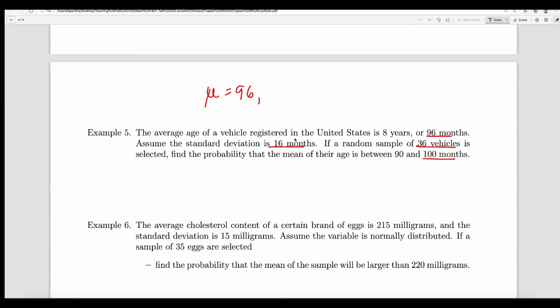What is the standard deviation? Sigma is 16, right? A random sample of 36 vehicles, n equals 36, is selected. Find the probability that the mean of their age is between 90 and 100. What is it asking? The probability that 90 is less than x bar, the mean, and x bar is less than 100.